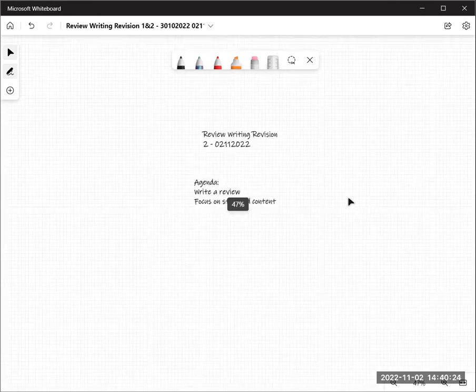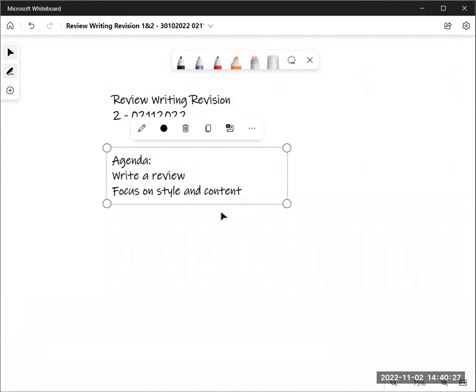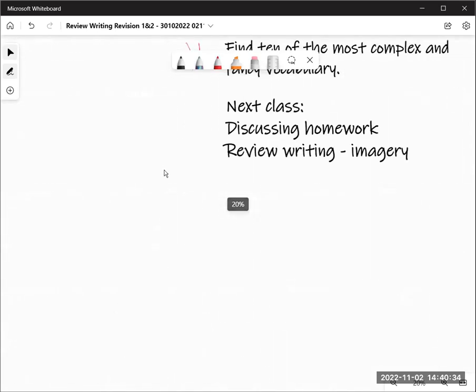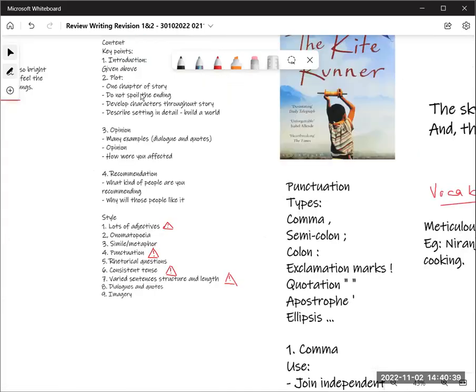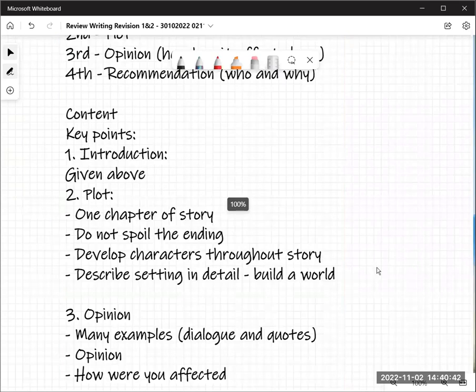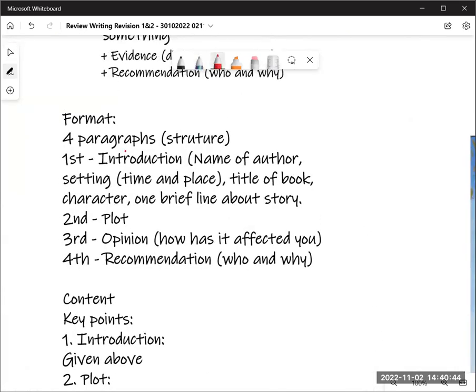Now, quickly, from your notebook, please tell me first, Lula, how many paragraphs do we have in review writing? Four paragraphs. Let's go back here and check. If I focus over here, we'll see that we indeed have four paragraphs for a review. Now, Rania, could you read the paragraphs we have? Only the names. First, introduction. Second, plot. Third, opinion. And fourth, recommendation. Recommendation has who and why as well.